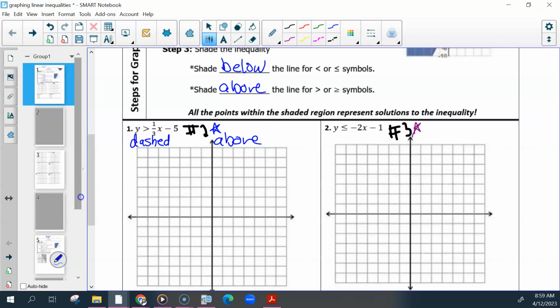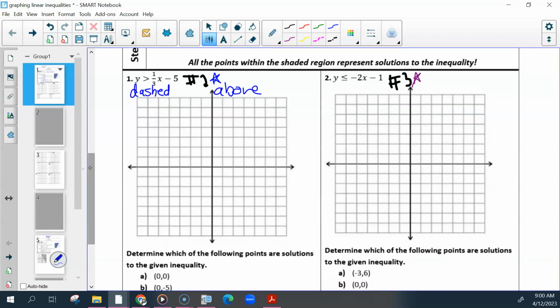So the line part is the same as any other line. Start at your y-intercept with -5. Do your slope of 1/3, up 1 to the right 3 as many times as possible. Down 1 to the left 3 as many times as possible.